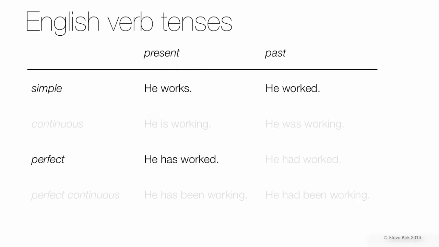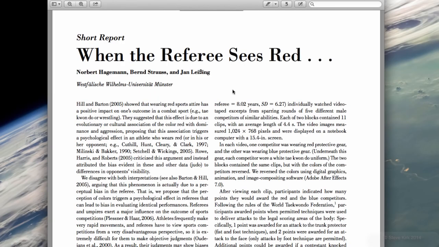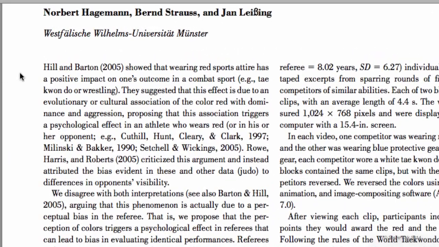Now let's look at some examples in real research papers. This is a paper that examines the reasons that competitors in combat sports who wear red uniforms win more. The first paragraph explains the background to this study, what other people have found about the effect of red on winning in sports and what other people think about it. Now you'll notice "Hill and Barton showed." This was talking about their research paper, so this is in past tense.